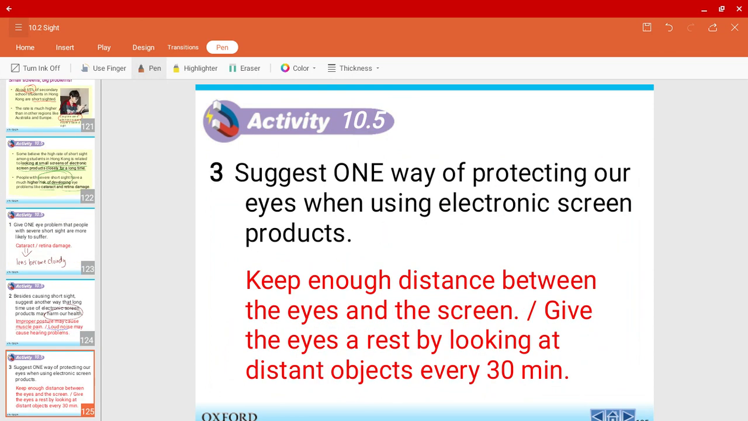We can suggest some ways to protect our eyes when using electronic screen products. First, very important is to keep enough distance between the mobile device, your laptop, your Chromebook and your eyes. And also, every 30 minutes or so, give your eyes enough rest by looking at distant objects. You can just go outside your house, but nowadays, because of the virus situation, you can just look outside your window. That will be perfectly fine.